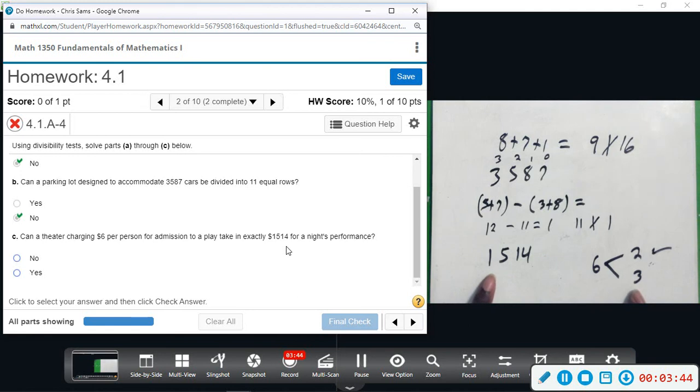Checking 3 is the same rule as 9. You add up the digits, and if that sum is divisible by 3, then the number is divisible by 3. So we need to check divisibility by 3 by adding 1, 5, 1, and 4. So 5, 10, we get 11, and 3 does not divide 11, so it's not divisible by 3. Therefore, it's not divisible by 6. So we're going to say no.